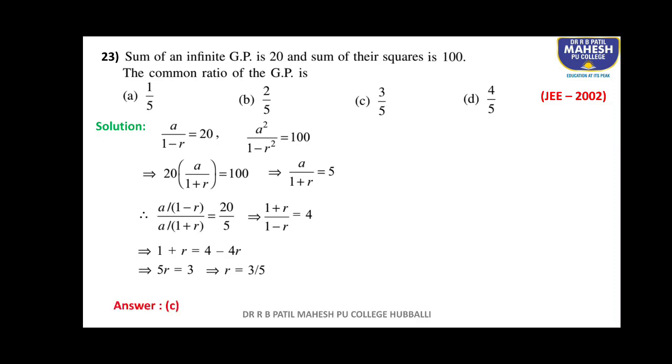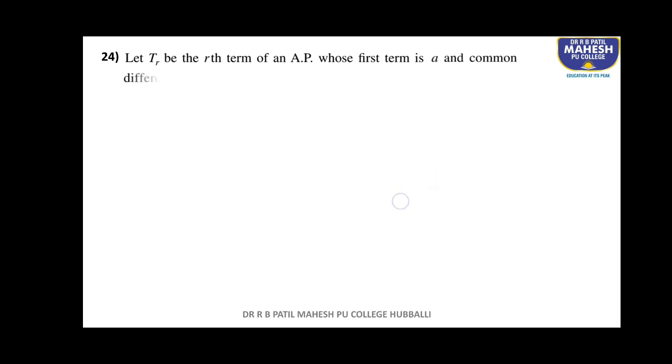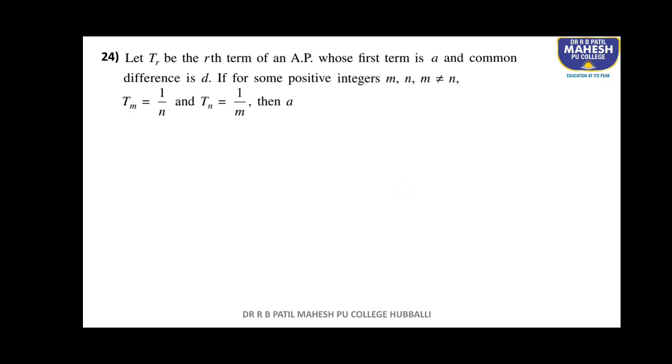Question number 24. Let Tr be the rth term of an AP whose first term is A and common difference is D. If for some positive integers m, n, m is not equal to n, Tm is equal to 1 by n and Tn is equal to 1 by m, then A minus D equals? Option A: 1 by mn, option B: 1, option C: 0, option D: 1 by m plus 1 by n.